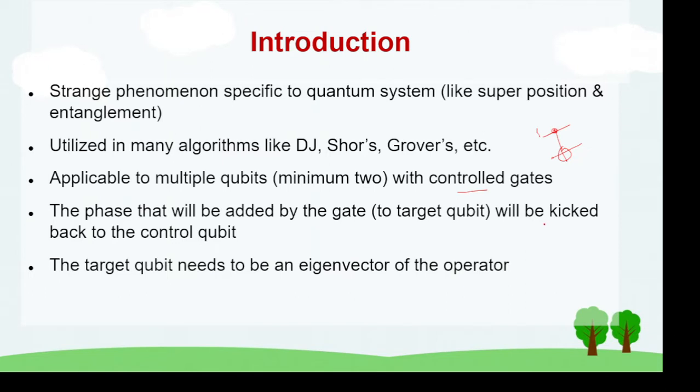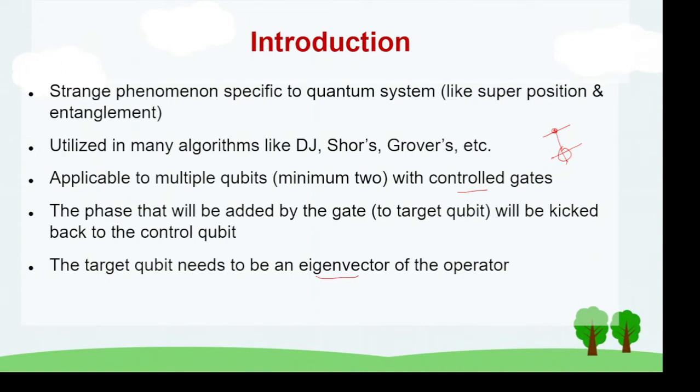Alright, is there any condition under which phase kickback works? Yes. The condition is the target qubit needs to be an eigenvector of the operator U, or whatever unitary matrix we are having here.